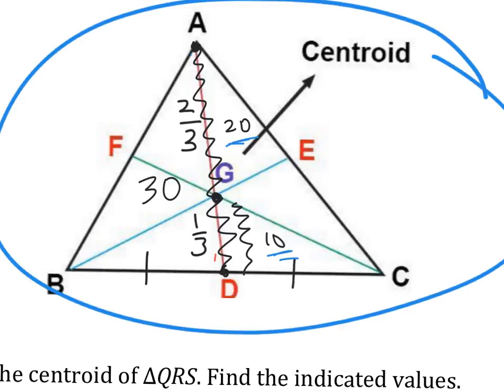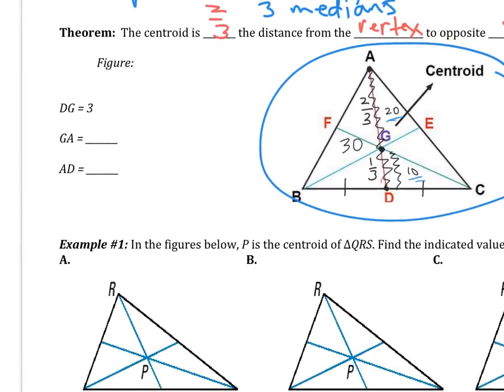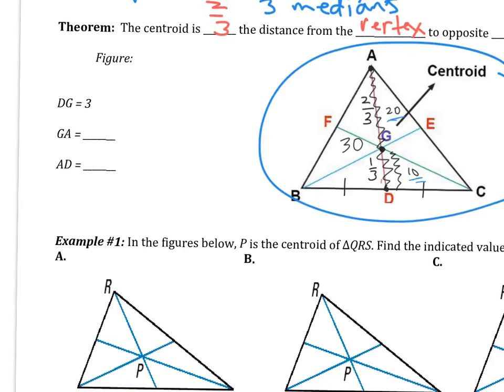Questions so far? This is the big concept that we need to understand from this section. So here, they gave us that DG, this little piece, is equal to 3. What's AG? 6. What's the whole thing AD? 9. So remember, 1/3 of 9 gives us the 3. 2/3 of 9 gives us the 6.